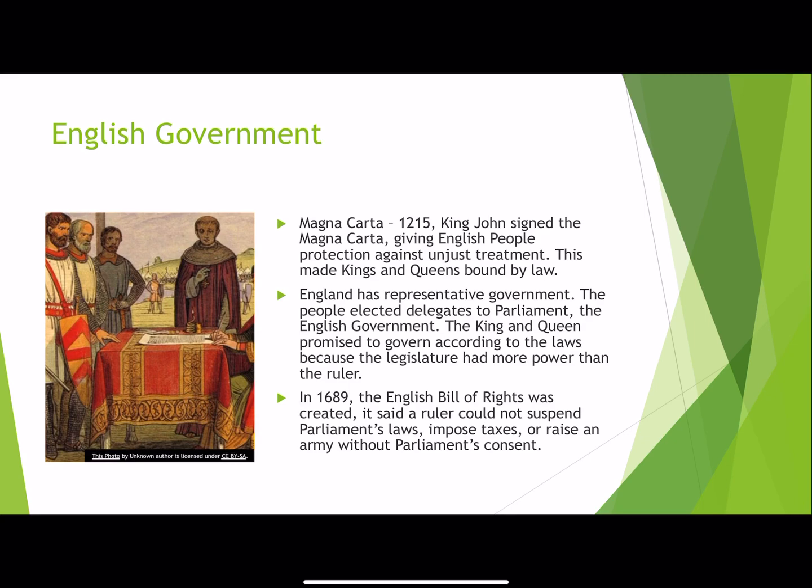But in 1689, the English Bill of Rights was created. It said a ruler could not suspend Parliament's laws, impose taxes, or raise an army without Parliament's consent. So basically what was established in 1689 was that Parliament had control over how the people were treated. And it was no longer the king or queen's choice of how they were treated.